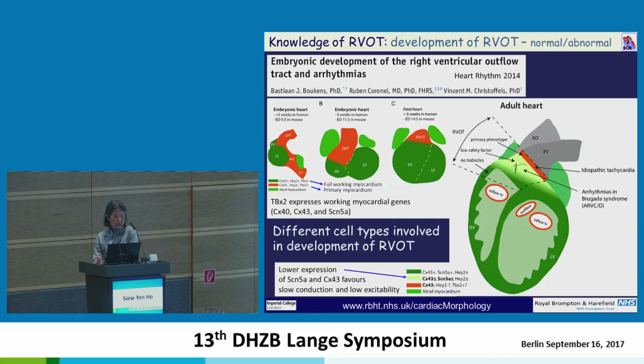And more recently, there are different cell types involved in the development of the right ventricular outflow tract. The TBX2 expresses working myocardial genes, which may be represented by CX40, CX43, and SCN5A. So we see the progression of the development of the red and the green areas relatively. In the adult heart, that red area is very much reduced. And we have a lighter colored area there, which shows low expression of SCN5A and CX43, which then favors slow conduction and low excitability. So maybe contributing to arrhythmias in Brugada or arrhythmogenic right ventricular dysplasia.